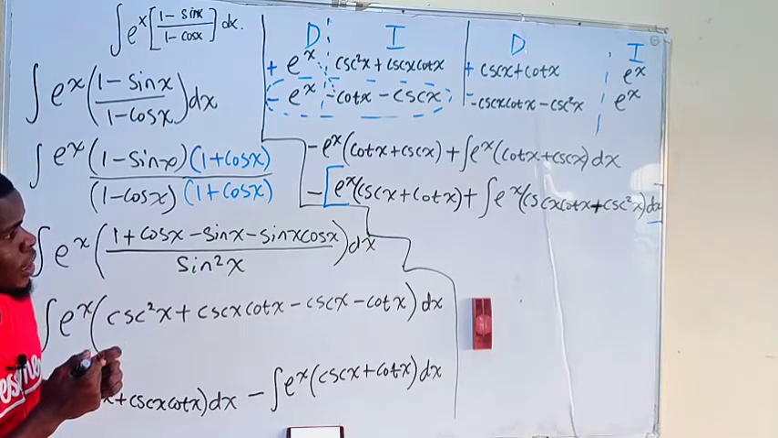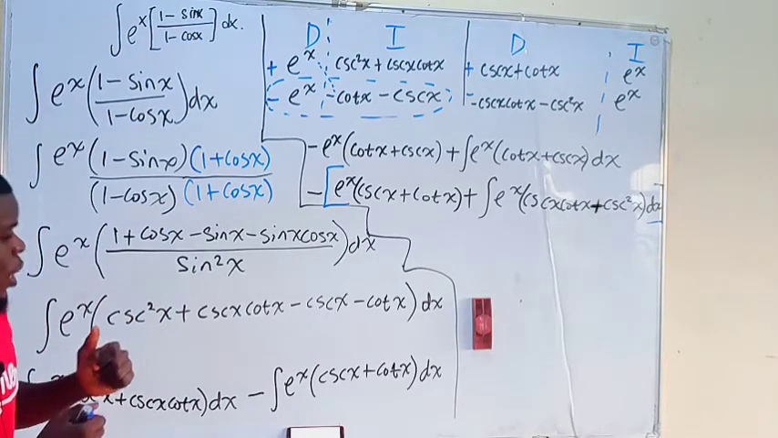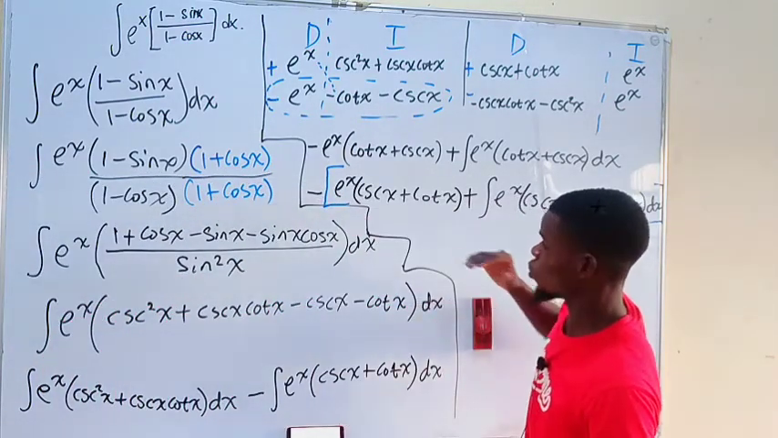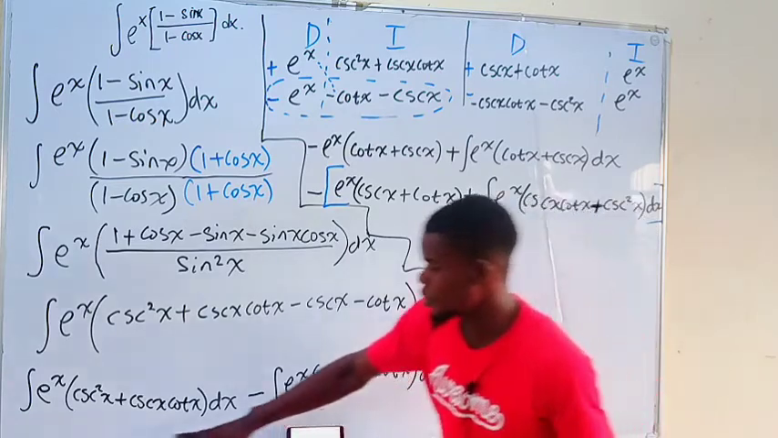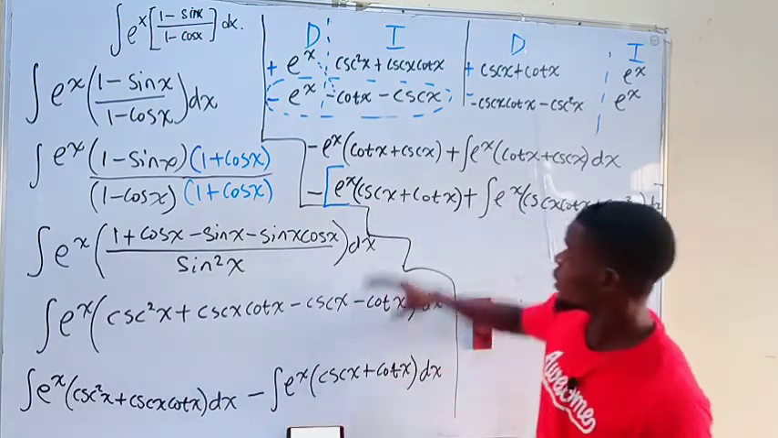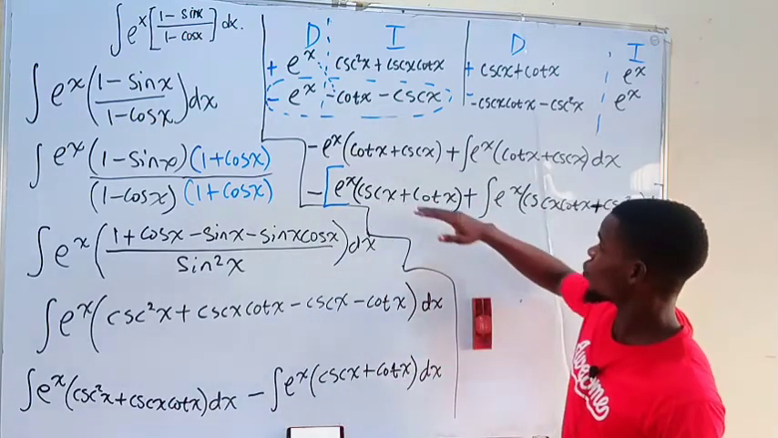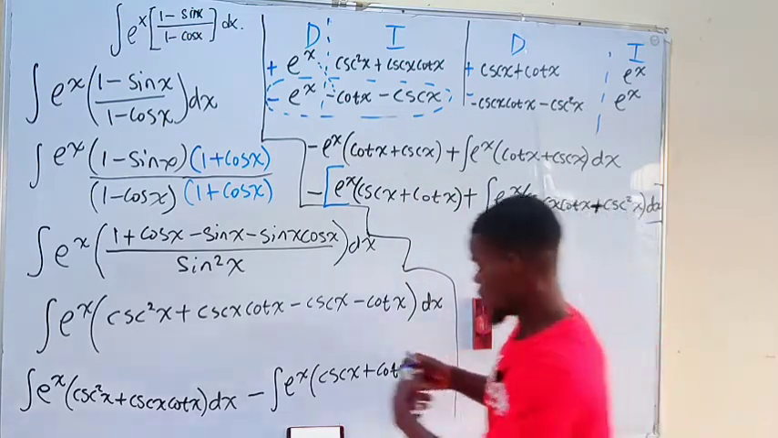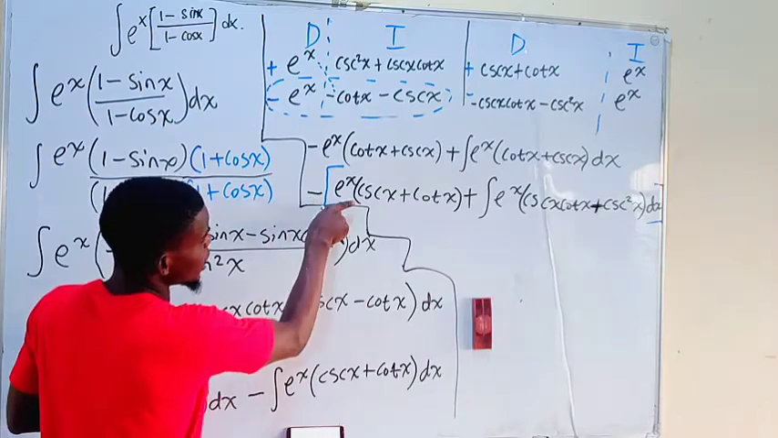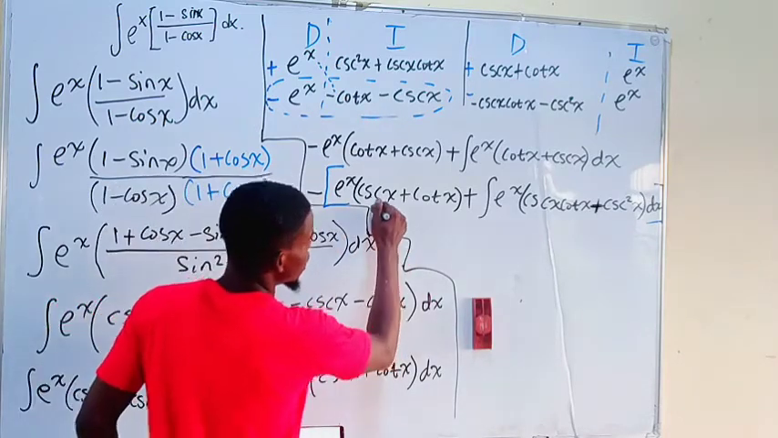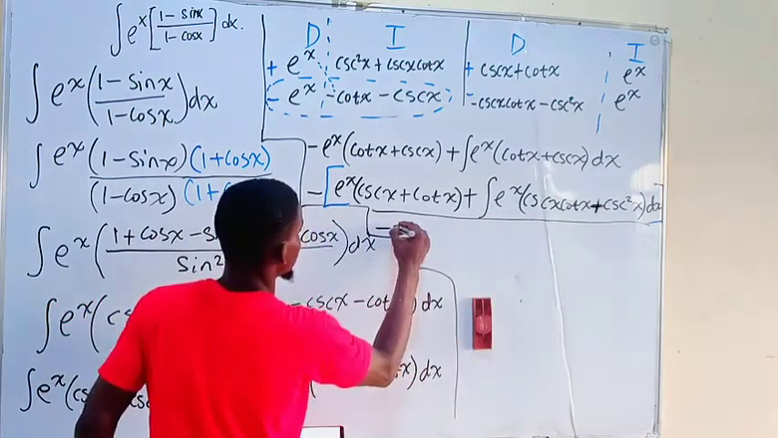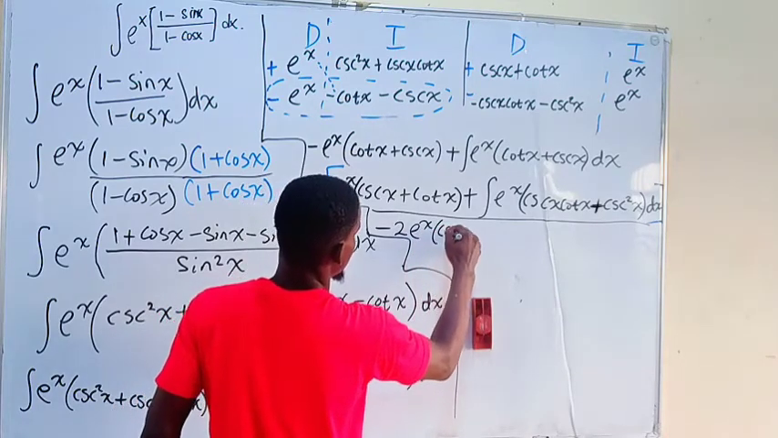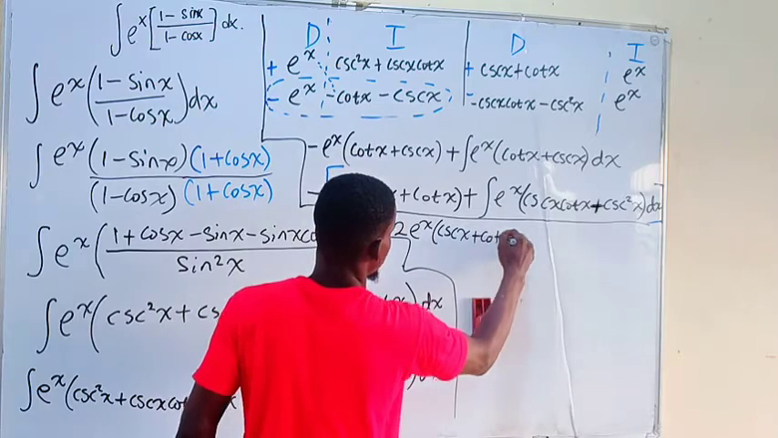And then, okay, so I'm going to have to clean up this part of the board, and then I'm going to rewrite this. The integral of this and that gives us this and that, right? So I'm going to have to expand these two things. Observe that this and this are the same. So taking out the negative of this, that will give us negative 2 e to the power x, then cosecant x plus cotangent of x.